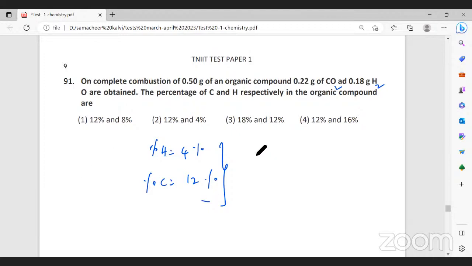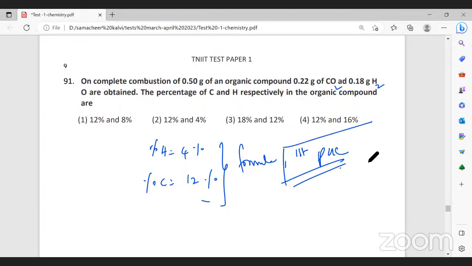It is a direct question. It is based on the formula in the first POC topic. So please refer to that formula and remember that formula.